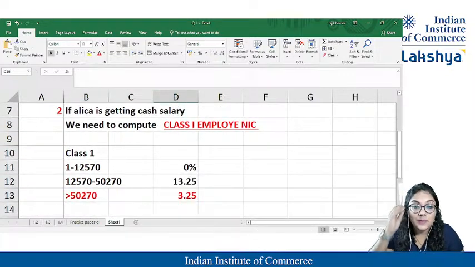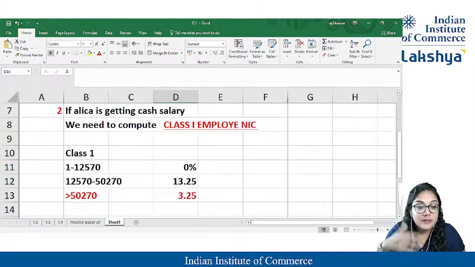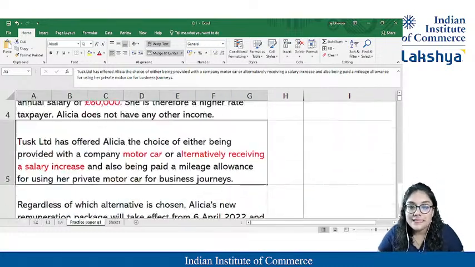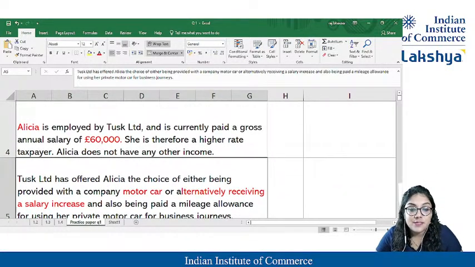So students, why am I doing so? Right now I am with you all, so we can analyze the things. Maybe in the examination this will come at a glance, right? So easy. Over here, what happened? The taxpayer is offered a choice. Alicia has a choice. If she wants, she can be provided with the motor car.